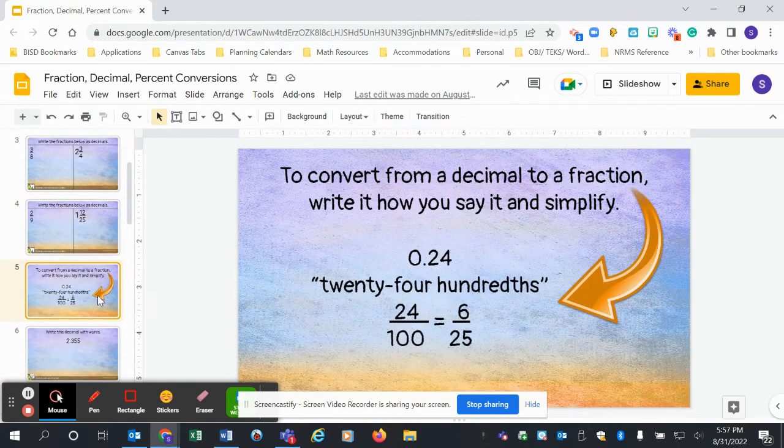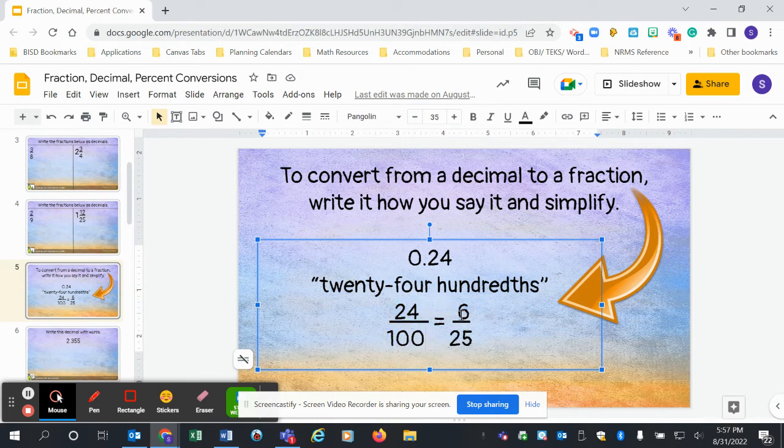When you convert from a decimal to a fraction, you're just going to write it how you say it out loud, and then simplify it. Remember to use your place value chart in your journal. So if we have 24 hundredths, that's going to be 24 over 100. And then we're going to simplify that by just dividing in half, or dividing by 2s, or dividing by 5s, or 3s, until you can't make the number any smaller than it already is.